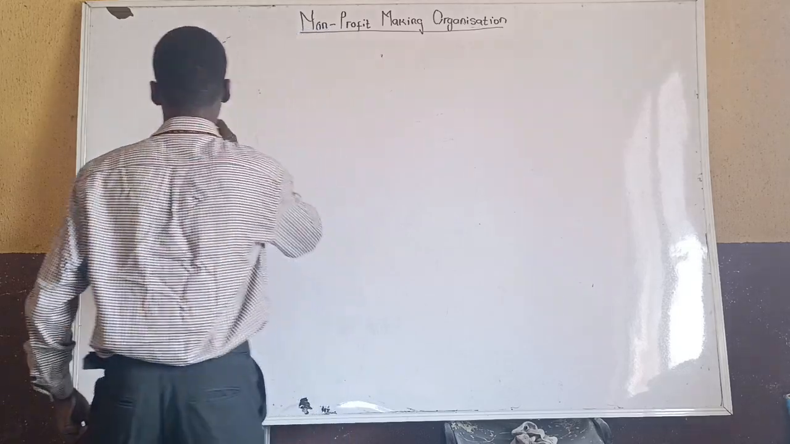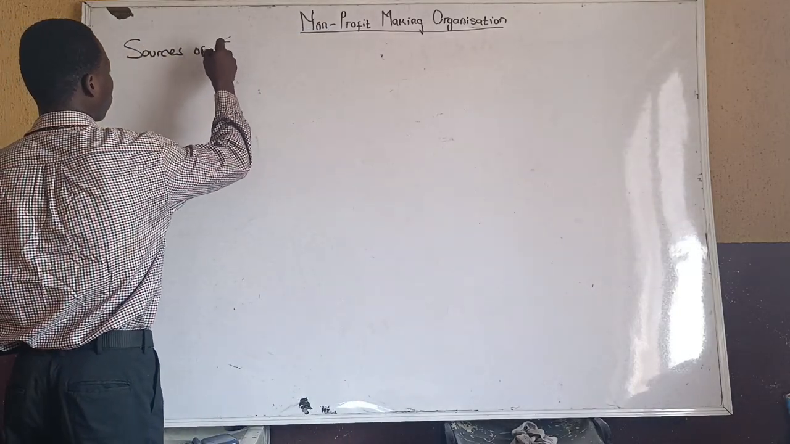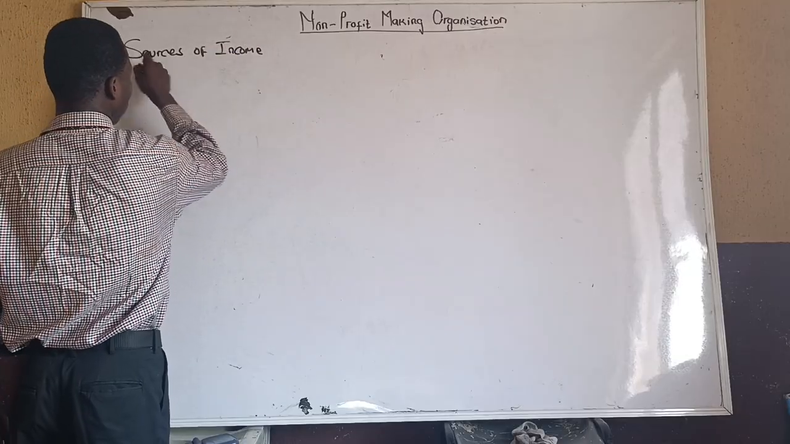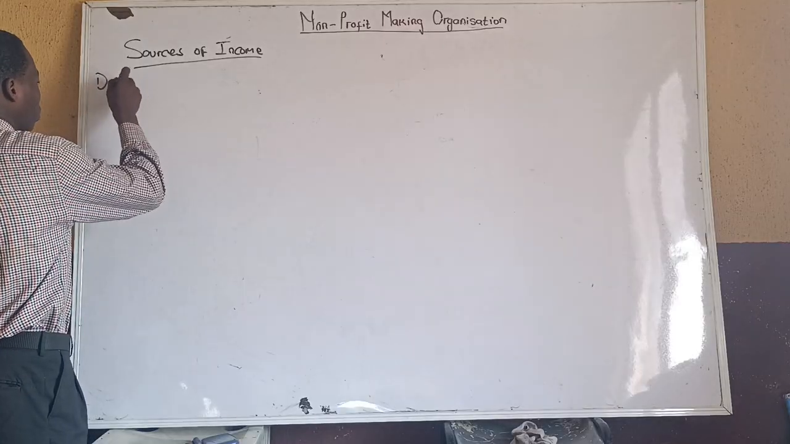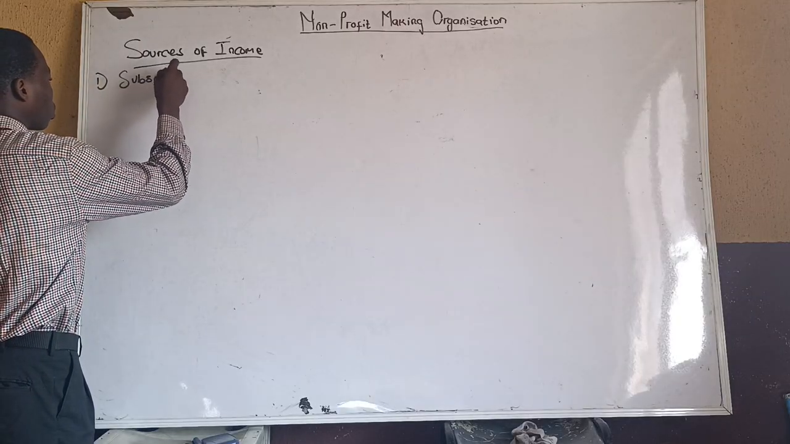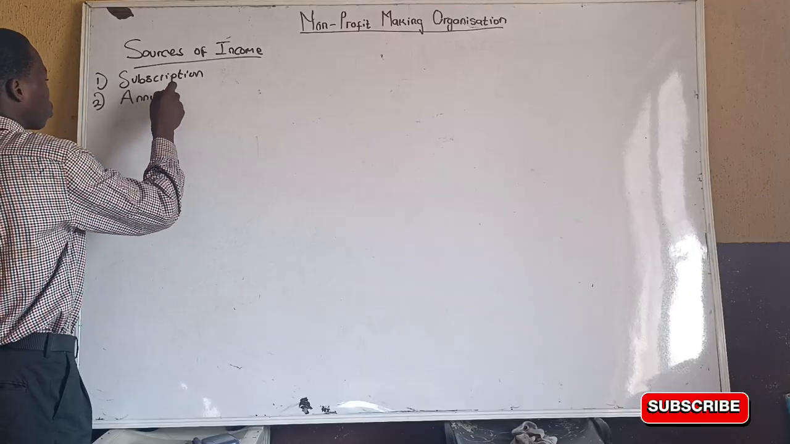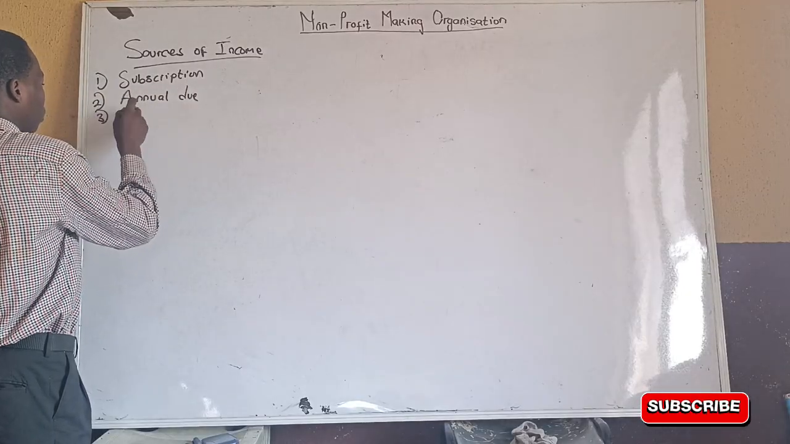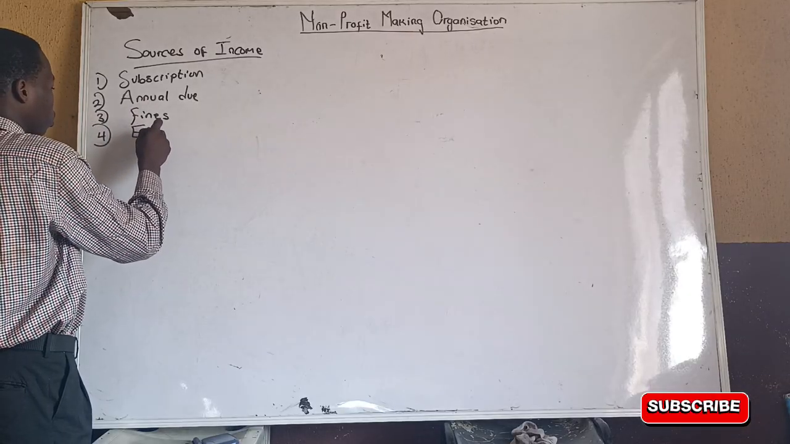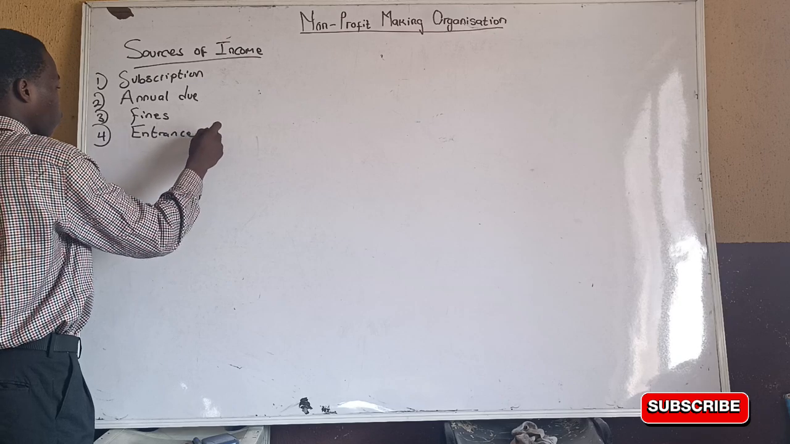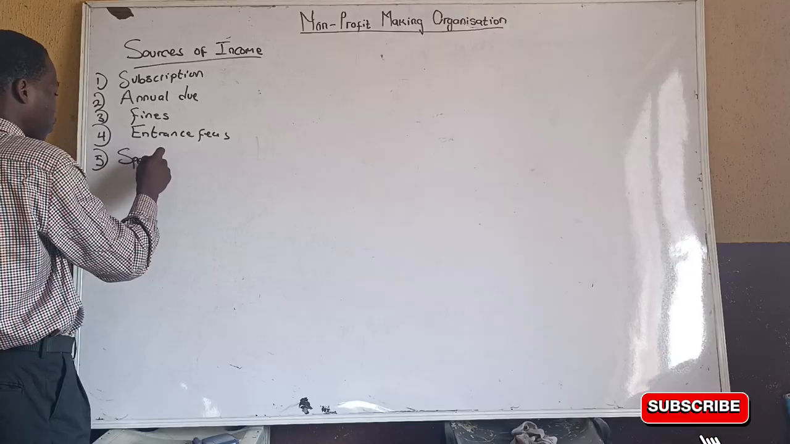So this will lead us to the sources of income. The sources of income for non-profit making organization, as I stated earlier, number one is subscription. Number two, we have annual dues, we have fines, we have entrance fee, and we have some special cases, special events. Let me name that special event.